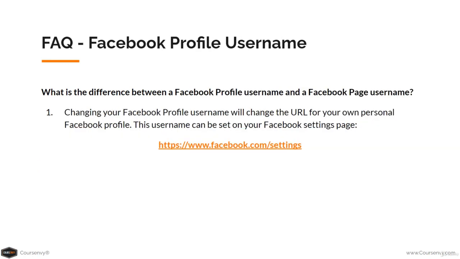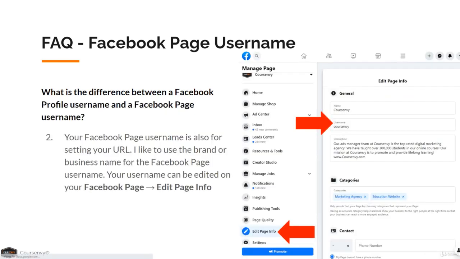Frequently asked question number 1, Facebook profile username. What is the difference between a Facebook profile username and a Facebook page username? Changing your Facebook profile username will change the URL of your own personal Facebook profile. This username can be set on your Facebook settings, facebook.com/settings. As for the Facebook page username, it is also for setting your URL. I like to use the brand or business name for the Facebook page username. Your username for your Facebook page can be edited by navigating to your Facebook page. In the left sidebar, select Edit Page Info. Then just edit your username.